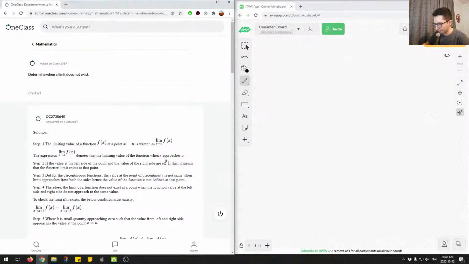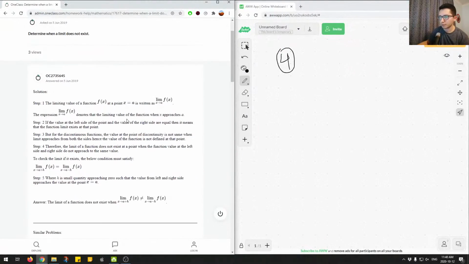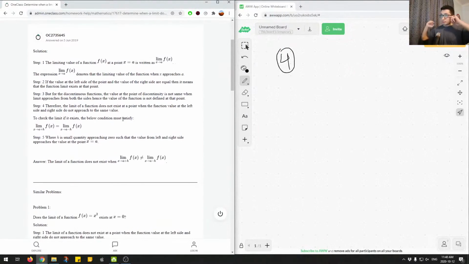Move on to question number 4. Alright. So here we are asked to determine when a limit does not exist. So let's look at what the junior tutor proposed or attempted as the solution.